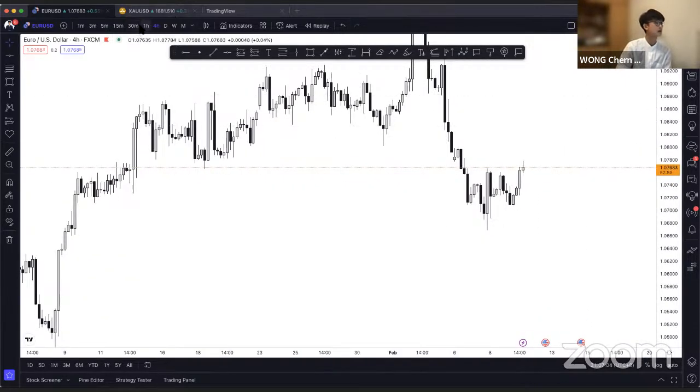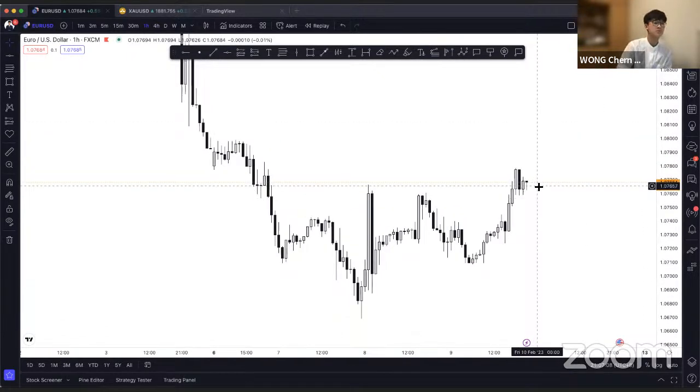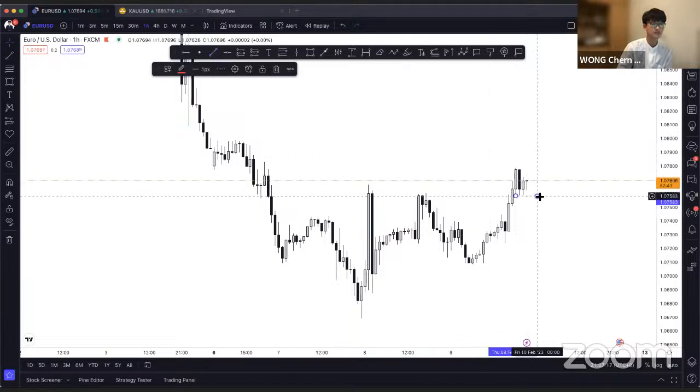If we go down further to the 1 hour time frame, we can notice that price is doing some kind of consolidation right now. It doesn't seem like it's moving anywhere. We can see some liquidity building up below this area. That's an area for us to take note of too.